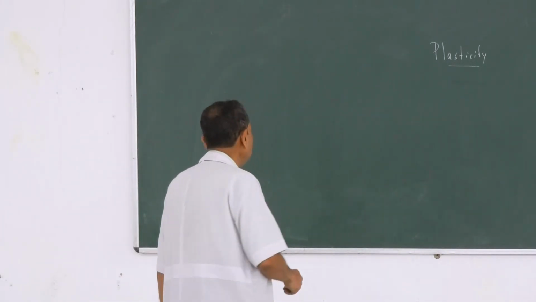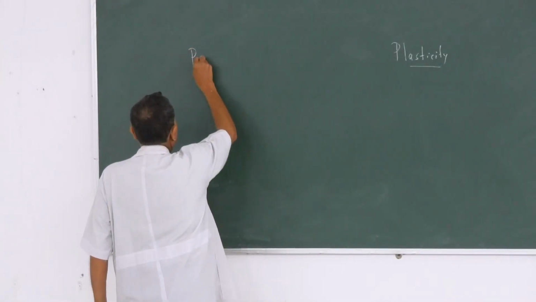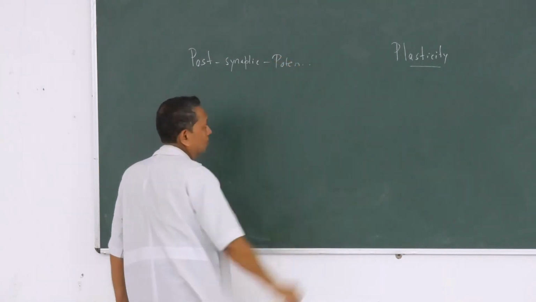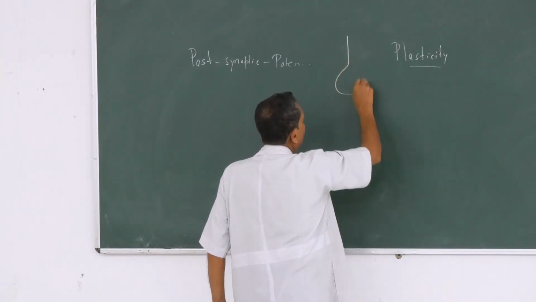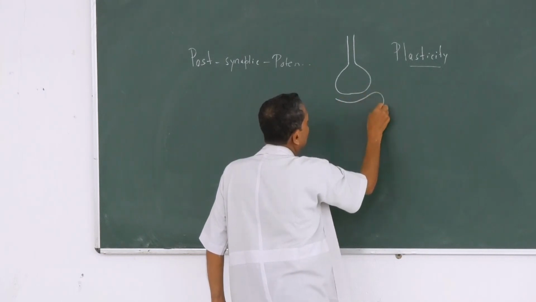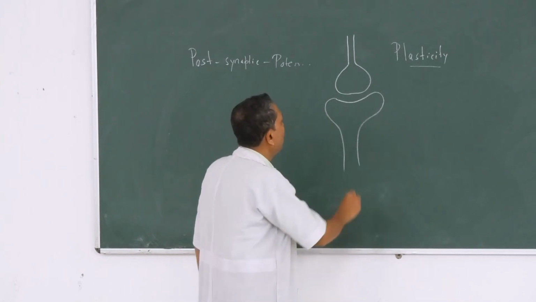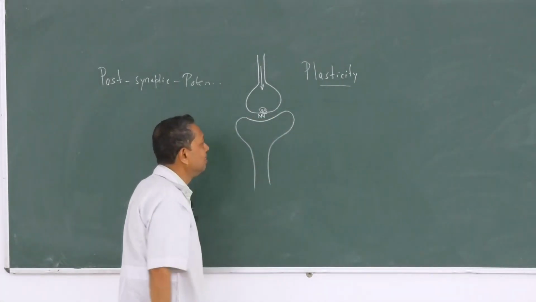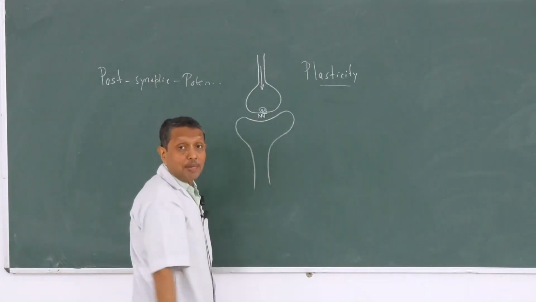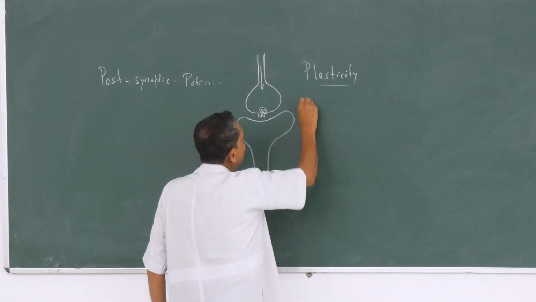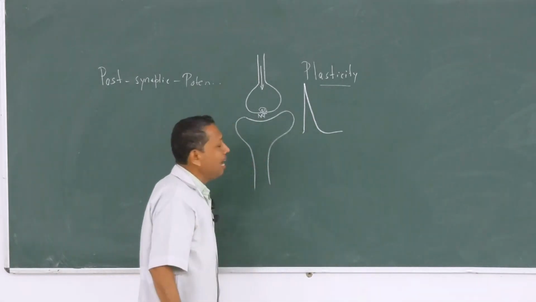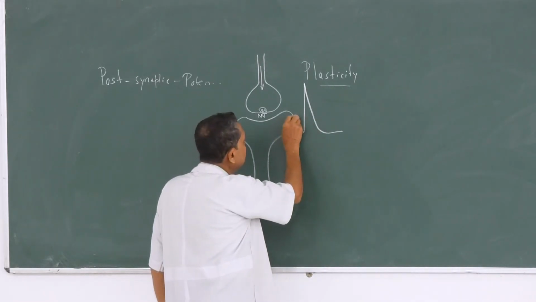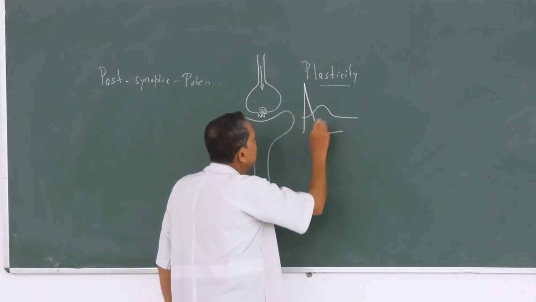There are different terms related to it. Post-synaptic potentiation. What occurs? Suppose this is the presynaptic neuron. Whenever there is an action potential in the presynaptic neuron, in response to this there is generation of EPSP in this neuron.